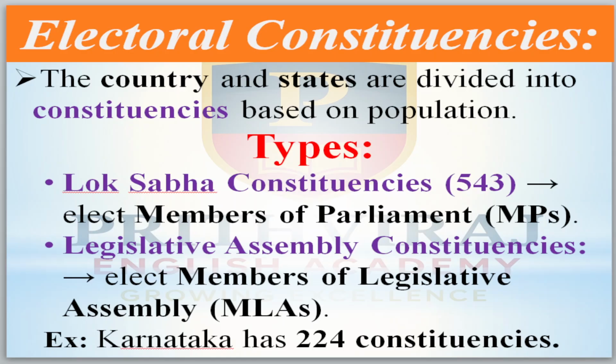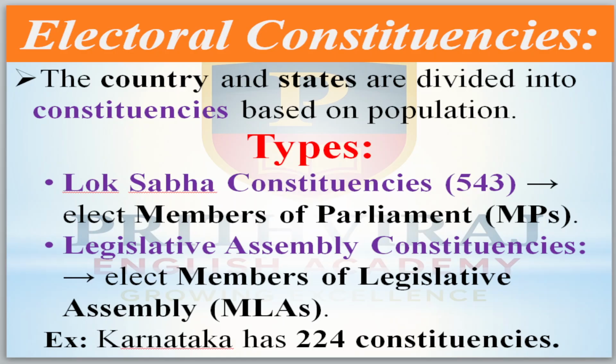The country and states are divided into constituencies based on the population. According to their population, the area is divided, meaning that a particular population chooses a particular representative. Here we have two types. Lok Sabha constituencies: a total of 543 Lok Sabha constituencies are there right now, and they elect the members of parliament. Means MPs are elected from the Lok Sabha constituencies.